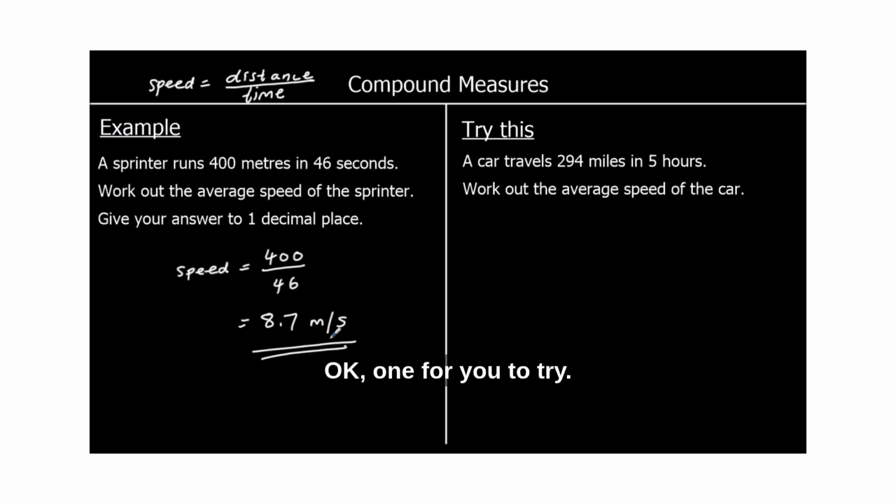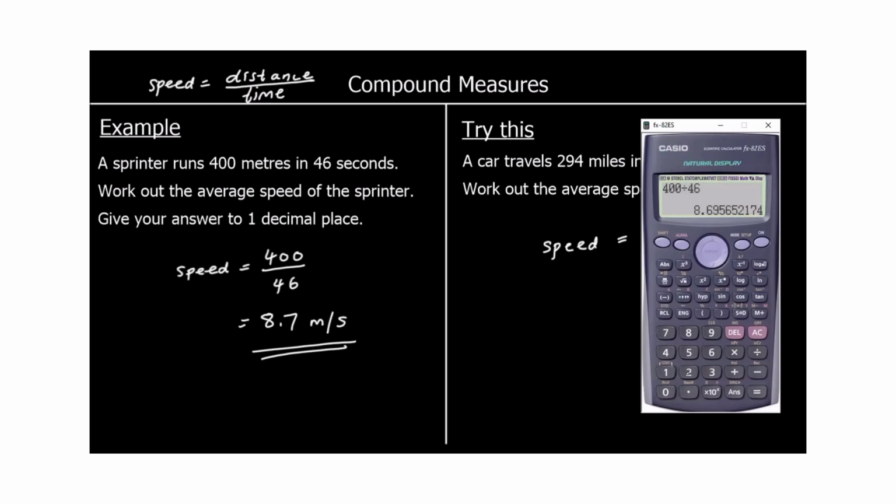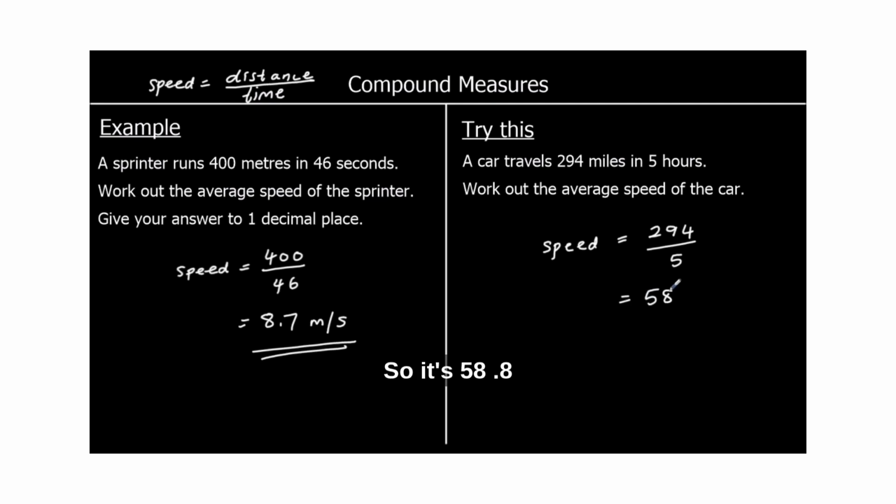Okay, one for you to try. A car travels 294 miles in 5 hours. Work out the average speed. So speed is distance over time. So in this case, that's going to be 294 over 5. So this time we've got miles over hours. So our answer is going to be in miles per hour. And 294 over 5 is 58.8. So it's 58.8 miles per hour.